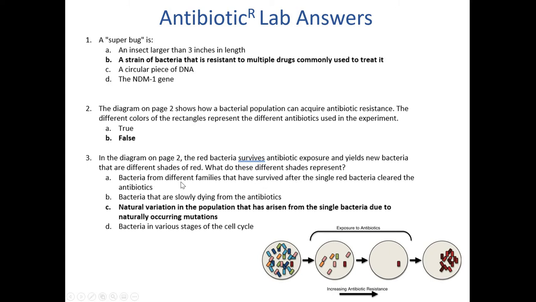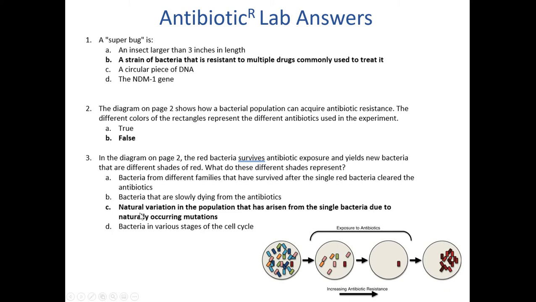Option A, bacteria from different families that have survived after the single red bacteria cleared the antibiotics. This answer is wrong because a single bacteria is not going to just go around and chew up all the antibiotics in the environment. It's going to probably pump out the antibiotics it's exposed to, or have some other mutation that allows it to survive, but it's not going to clear the antibiotics. That's why all these other guys die. B, bacteria that are slowly dying from the antibiotics. That's wrong because these bacteria are able to grow, because they're all now resistant to the antibiotics.